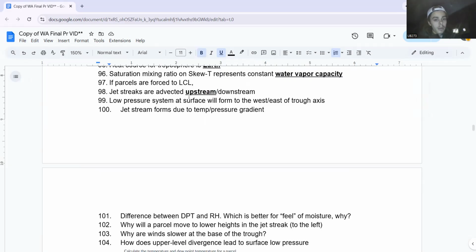A low pressure system at the surface will form east or west of the trough axis, which is not listed on here, but positively tilted is if it's like a positive slope. If you were to draw a line directly through the bottom of the trough, does it look like a positive slope, just straight up, or a negative slope? And that's the trough axis. But the low pressure is always to the right or east of the trough axis. It's not going to be exactly at the trough. It's going to be further from it. And the higher you go up in the atmosphere, the further it is.